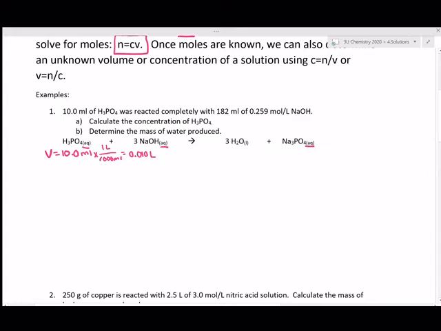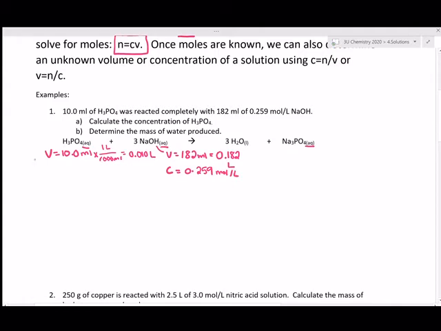Okay. So it is reacted with 182, whoops, I should put volume equals, sorry about that. Volume equals 182 milliliters, which again, we're going to divide by 1,000, so 0.182 liters. And the concentration of this is 0.259 moles per liter. Okay.